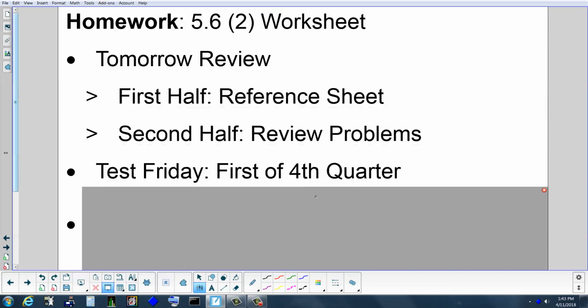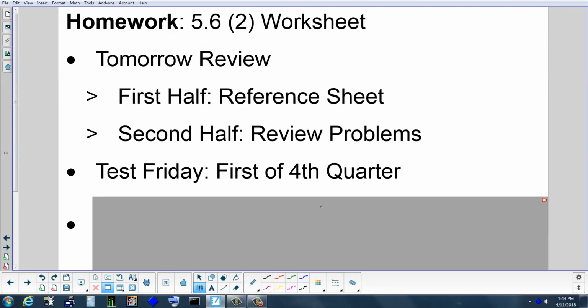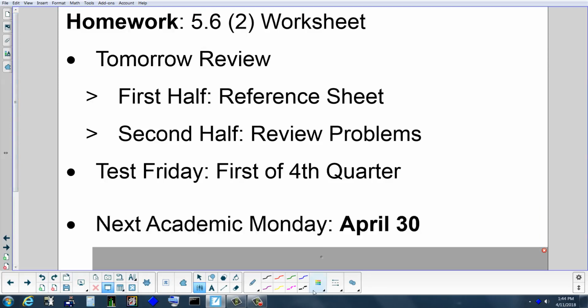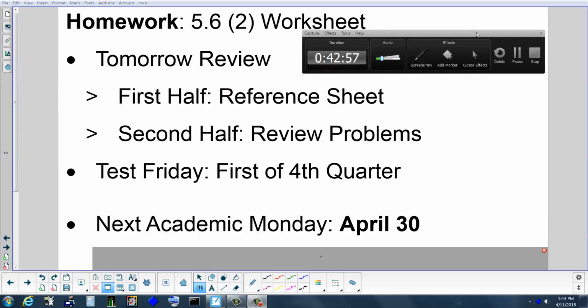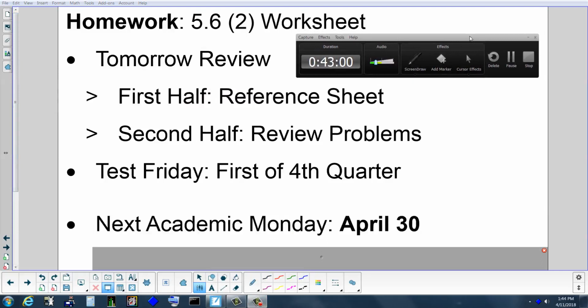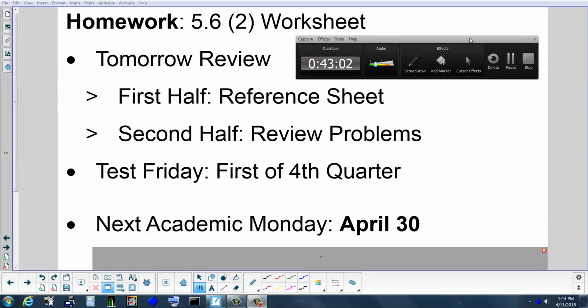Remember, Friday is your first test of 4th quarter. Friday's your first test of 4th quarter. Remember, you're gonna have 2 weeks off, because we have vacation week. Then when you come back, it's a shop week. So your next academic day is not until April 30th.